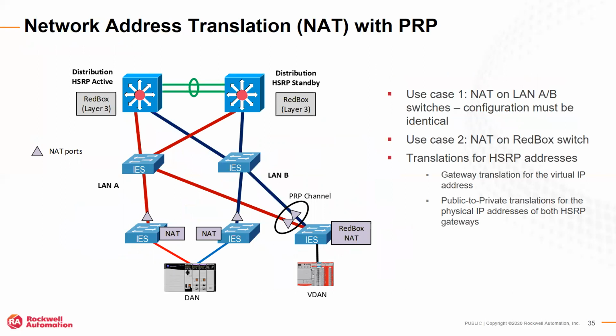So network address translation, or NAT, is supported with PRP. And so there's a couple of use cases here on the screen. One would be directly on the LAN A and LAN B switches. So if you did want to use address translation inside of LAN A and LAN B, that's supported. And also address translation is supported on the RedBoxes.